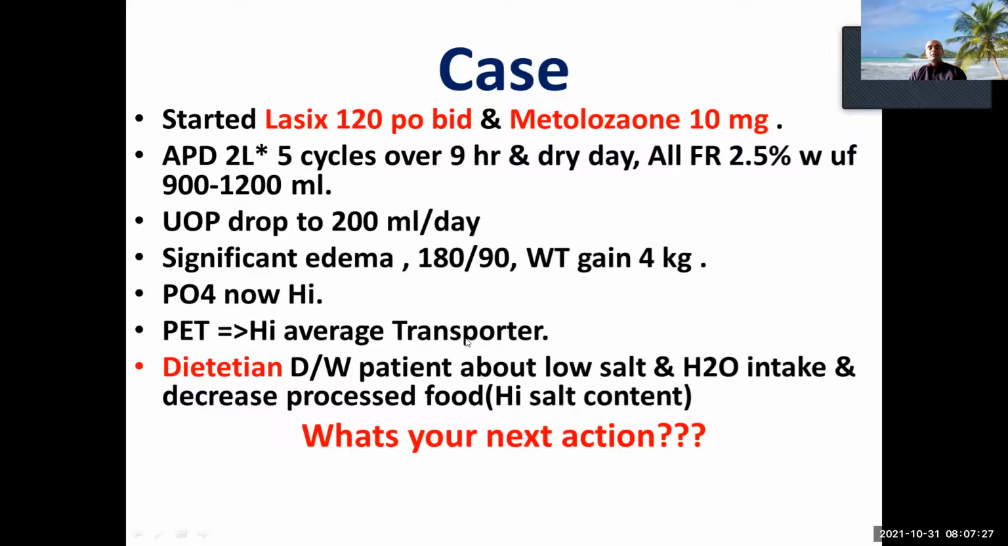He received already Lasix diuretic, and his cycler already, the fluid regime increased to 2.5 and 5 cycles, and his urine output decreased, and the edema increased, blood pressure increased, the weight gain increased, the phosphorus increased, and the dietitian already saw him for low salt, low water intake. What is your next action? Think already? I will give you a choice.